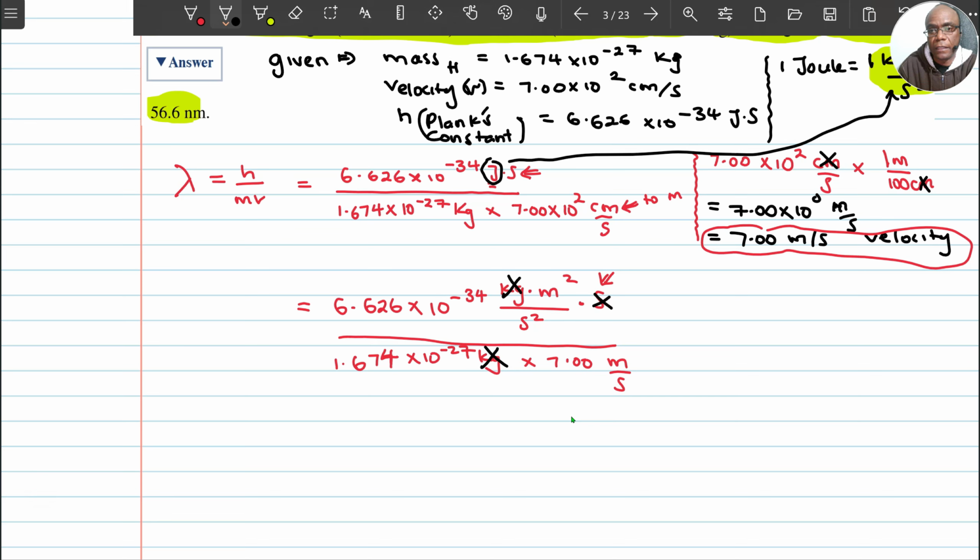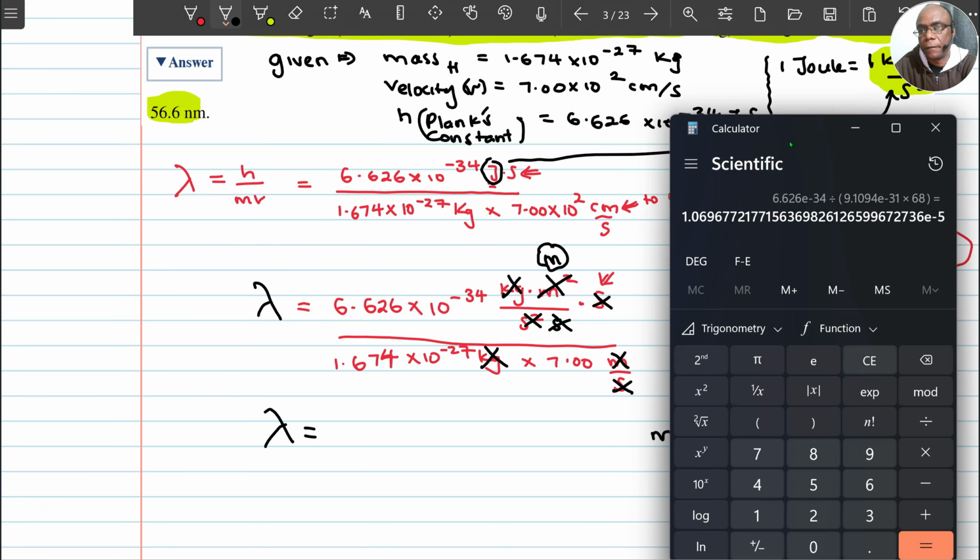This s is going to cancel with one of the s's in s squared, to be left with only one s. And then that one s is going to cancel out with this s in the denominator, and one of the meter squared will cancel with this meter, to be left with only an m, which is what we want because we are looking for wavelength. The basic SI unit for length should be a meter. Now things have cancelled out beautifully. I know that I'm going to be left with the meter, so now all I need to do is punch in the numbers in my calculator.